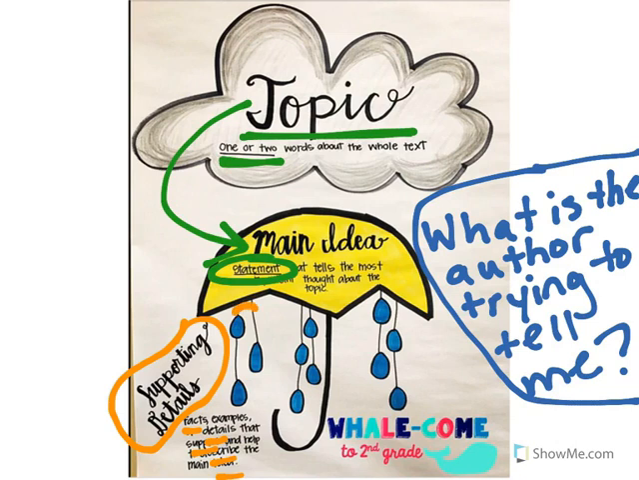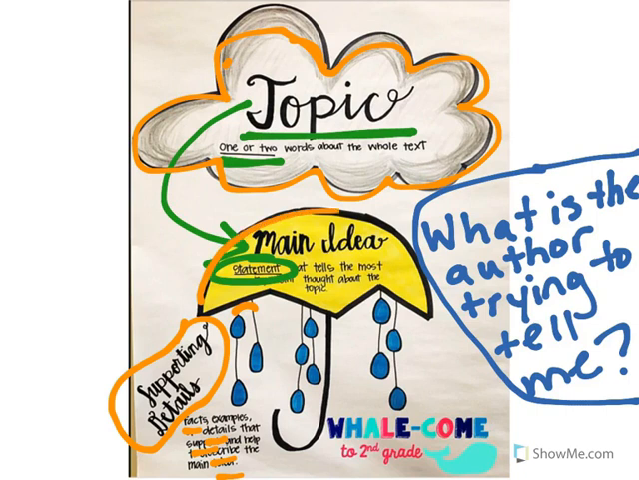So the topic would be like your storm cloud. That's where everything starts. So you can't have a main idea without a topic. So then your main idea is, since that's the overall point the author's trying to make, that would be what's kind of protecting someone from the raindrops.